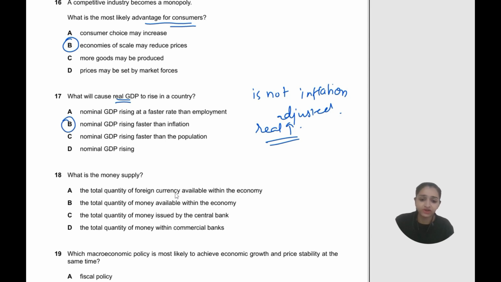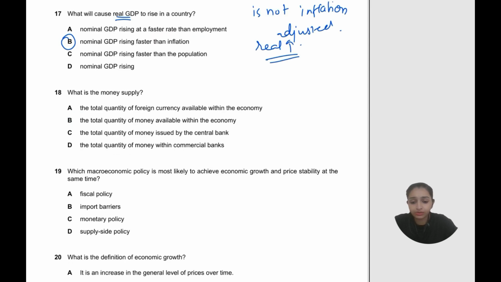Nominal GDP rising faster than the population. No, this has nothing to do with the output increasing because real GDP looks at the total output of the economy. Nominal GDP rising, it's not inflation adjusted. We don't know whether the real GDP will be rising or not. So B is the answer.